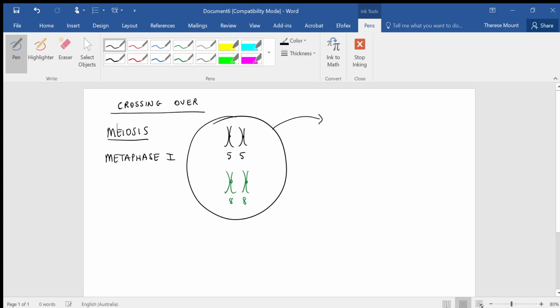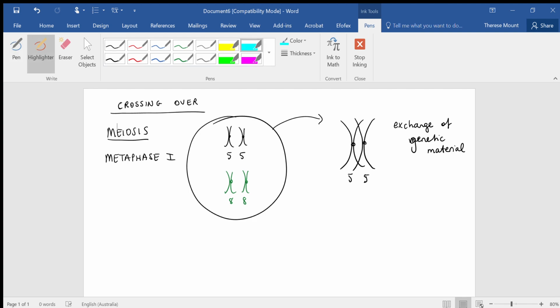Crossing over is literally when these pairs of homologous chromosomes cross over each other. So they actually cross over each other like this. Okay, I might just redraw that. So what happens is they get so close to each other that they cross over, and we get an exchange of genetic material. So they literally swap genetic material. So bits of this one swap over, bits of that one swap over.